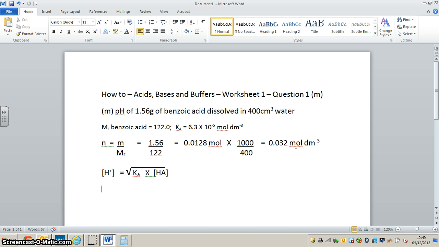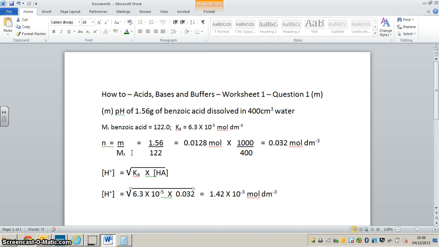So now it's simply a matter of plugging in the values and arriving at a hydrogen ion concentration. So let's do that. So there we have it with the numbers put into the equation. We've got our acid dissociation constant, which we've given up here. We've got our concentration of HA, which is here. We multiply these two numbers together and we square root that value, and we get a hydrogen ion concentration of 1.42 times 10 to the minus 3 moles per decimetre cubed.